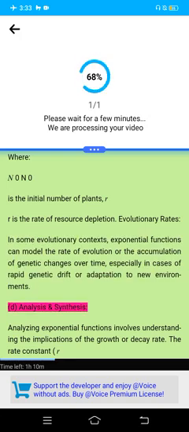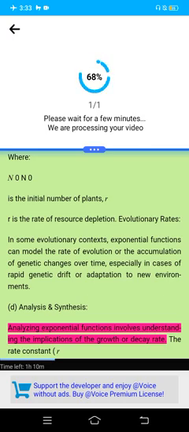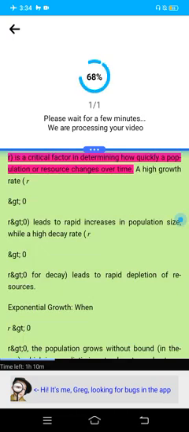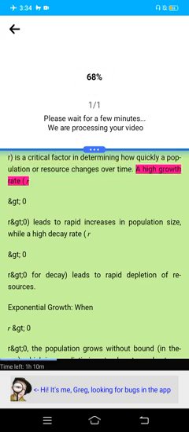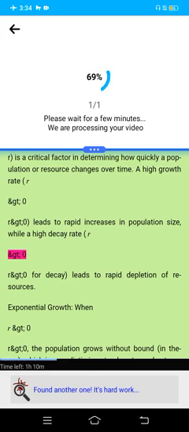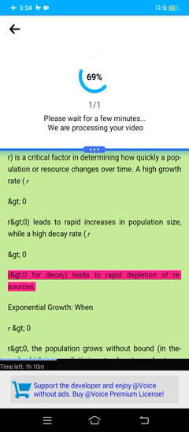D. Analysis and synthesis. Analyzing exponential functions involves understanding the implications of the growth or decay rate. The rate constant r is a critical factor in determining how quickly a population or resource changes over time. A high growth rate, r > 0, leads to rapid increases in population size, while a high decay rate, r > 0 for decay, leads to rapid depletion of resources.